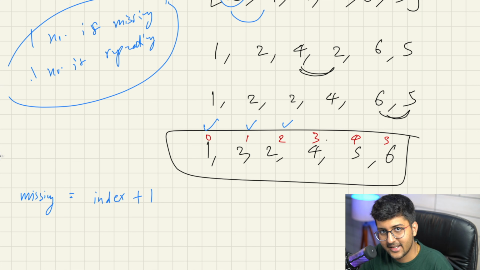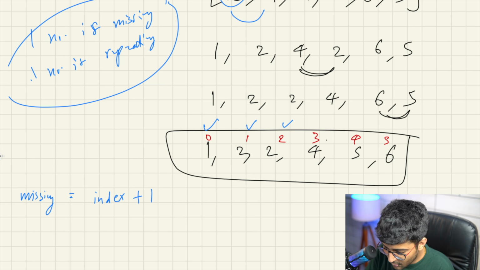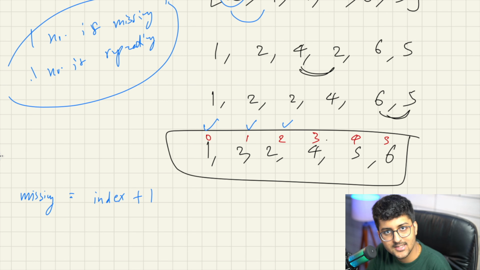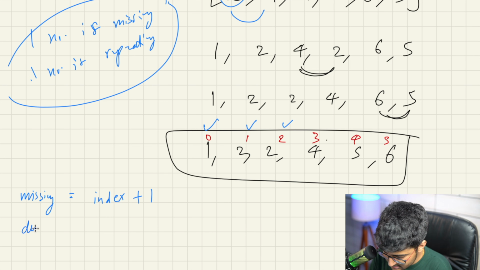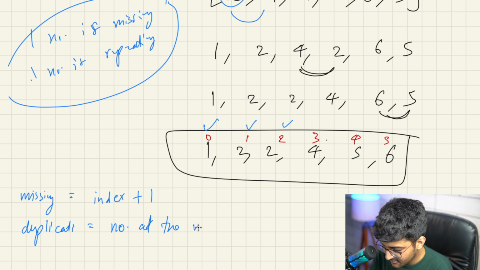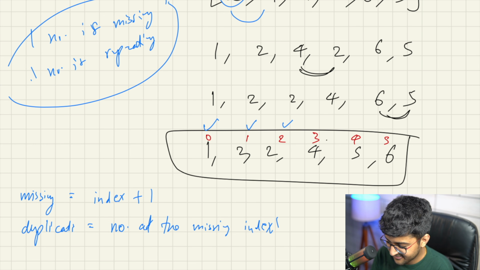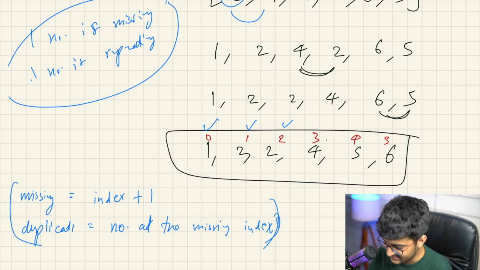All the numbers are at the correct index. There is only one number that is at the wrong index. Which number is that? The duplicate number. Very simple stuff. Because all the numbers are at the correct index, the only number at the wrong index is the duplicate number. So the duplicate number is what? The number at the missing index. That is it. That is the solution.